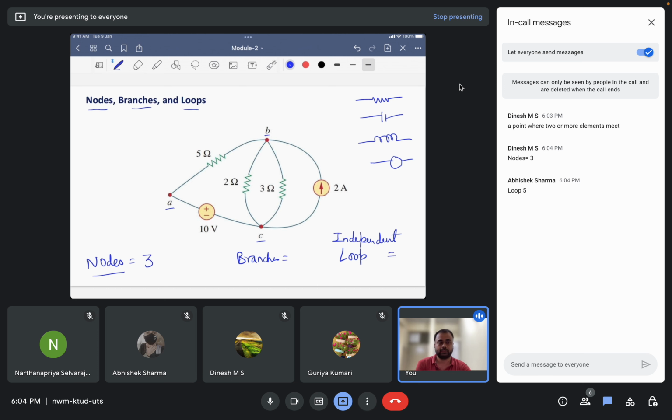So number of branches, can anyone count the number of branches? Okay, we are getting answers. So Dinesh again writes number of branches as 5. Okay, anyone else? Okay, 6.